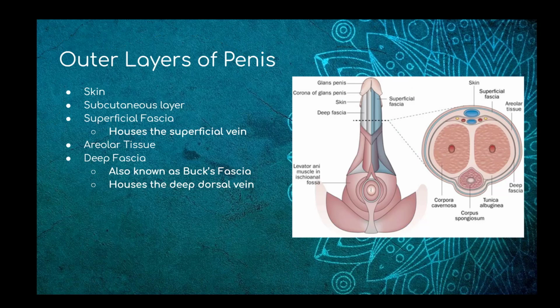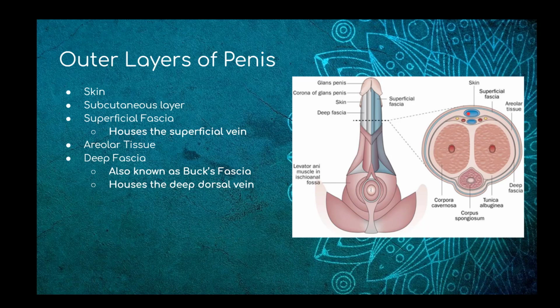So the penis has layers to it, and on the outside is the skin, and then we have the subcutaneous layer, and then the superficial fascia. So again, skin, superficial fascia. What's important about the superficial fascia is that it houses the superficial vein. So that's the first one here. That's the larger vein that you can see on the dorsal side of the penis.